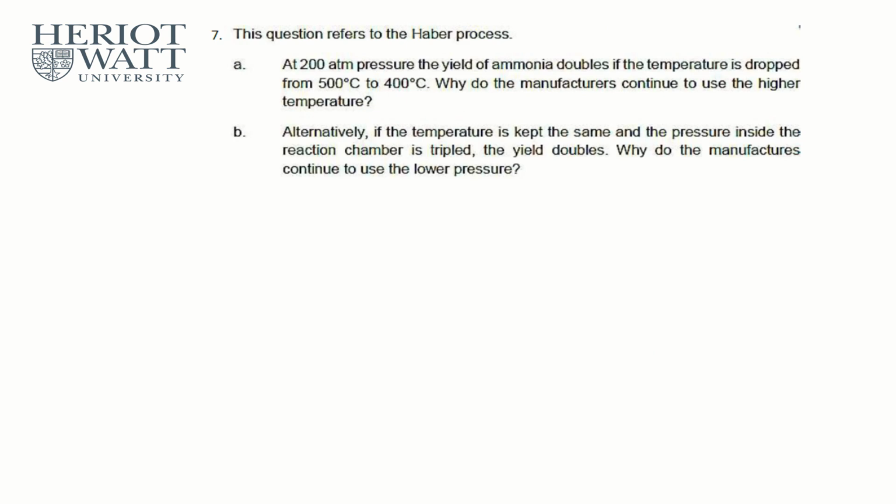Okay, number 7. These questions refer to the Haber process. Again, the same reactions. At 200 atm, that's the optimum pressure, the yield of ammonia doubles if the temperature is dropped from 500 to 400. Which means we reduce the temperature, it favors exothermic. Therefore, yield doubles. Makes sense, right?